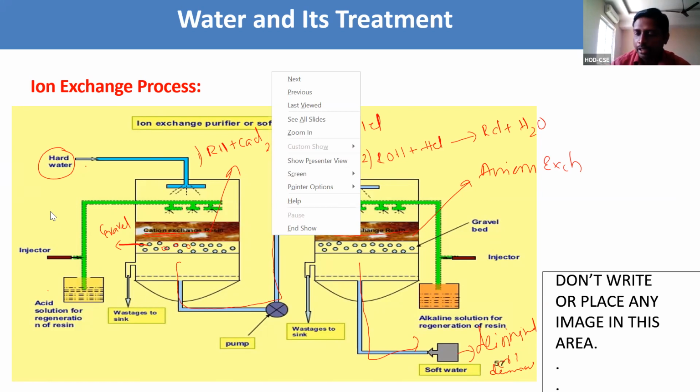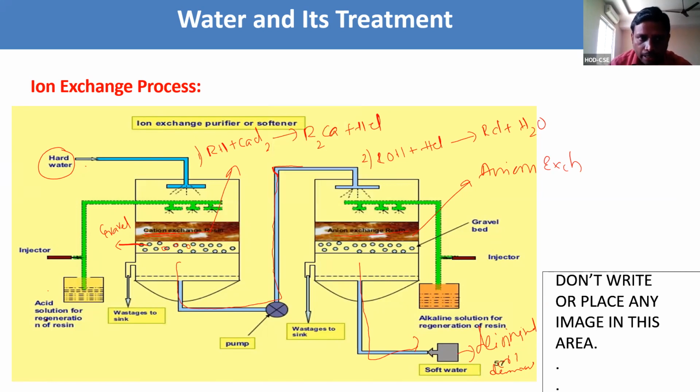Here, see in the diagram, it is shown: acid solution for regeneration of resin. By passing the acid, we are going to regenerate the cation exchange resin, and by passing the alkaline OH minus solution, we regenerate the anion exchange resin. Here we are passing the hot water which contains chlorides and sulfates, and the water coming out from the second anion exchange column is soft water, that is, deionized or demineralized water. We call it the ion exchange process.